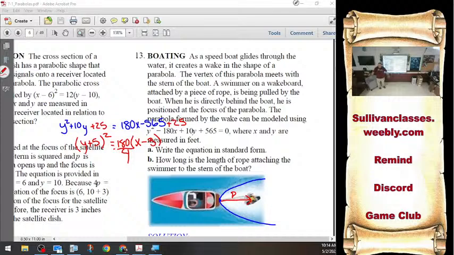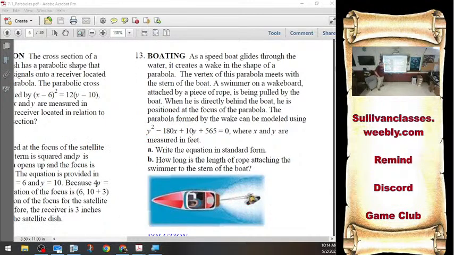Ta-da! Okay. But you got to be able to complete the square. Others?